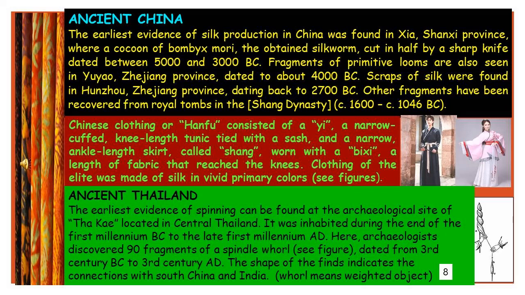Ancient Thailand. The earliest evidence of spinning can be found at an archaeological site of a cave located in central Thailand. It was inhabited from the end of the first millennium BC to the late first millennium AD. Here, archaeologists discovered 90 fragments of a spindle-whorl, that is, the weighted object of a spinning spindle, dated 3rd century BC to 3rd century AD. The shape of the finds indicates a connection with South China and India.